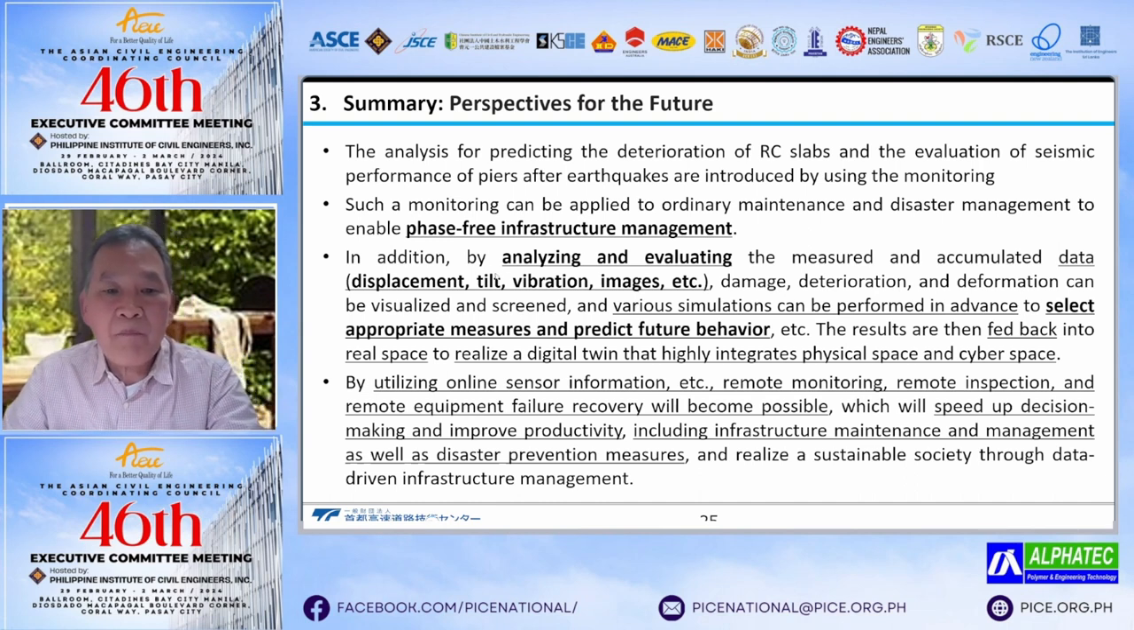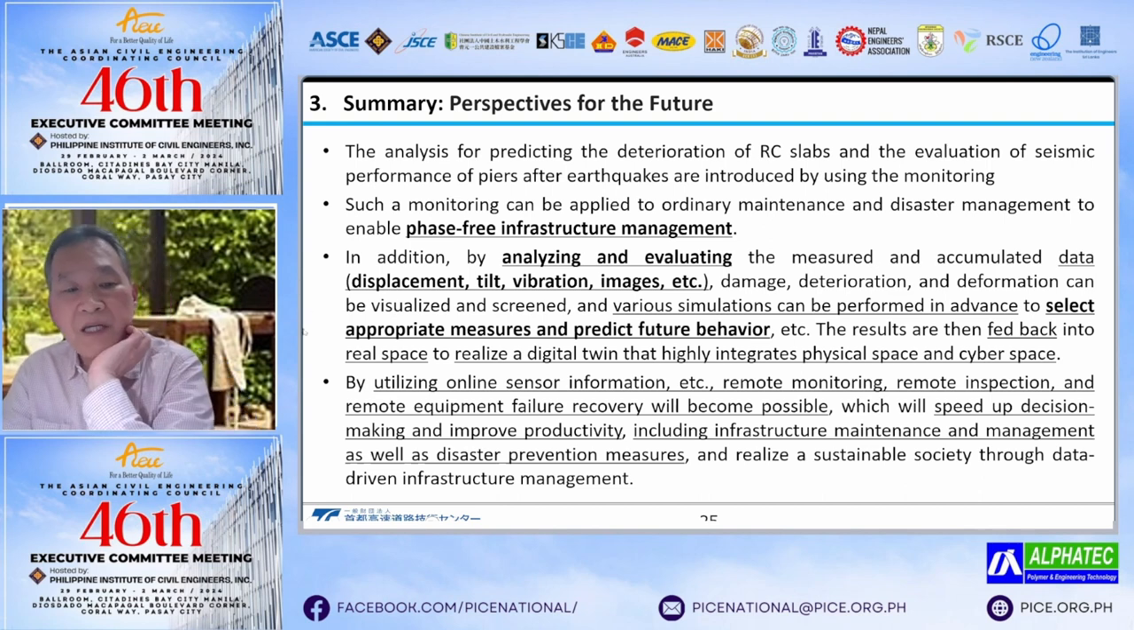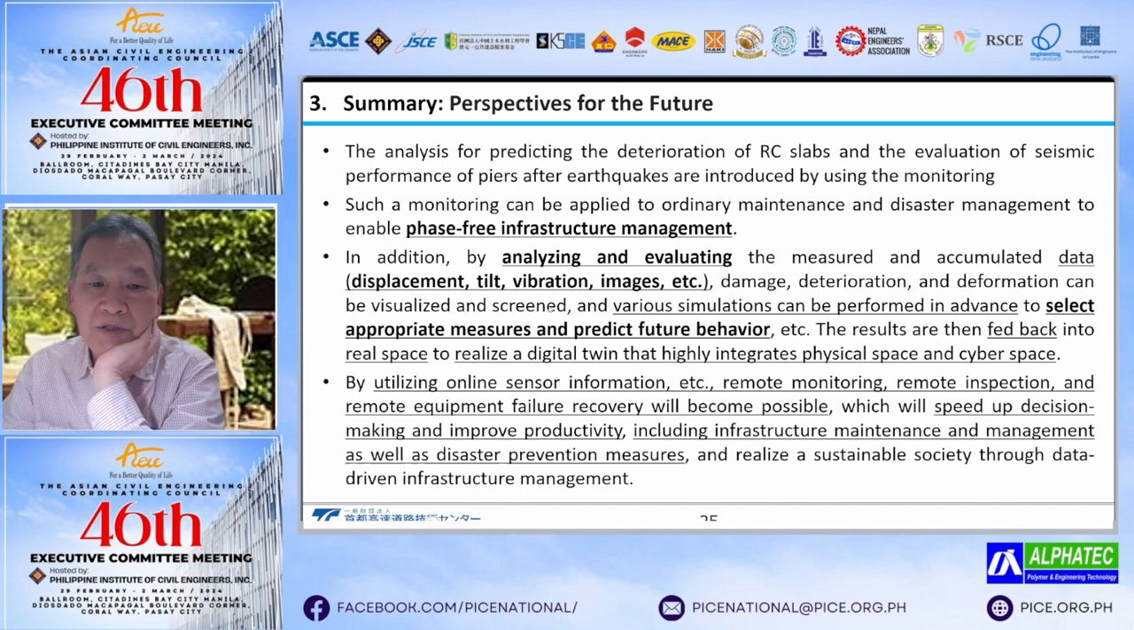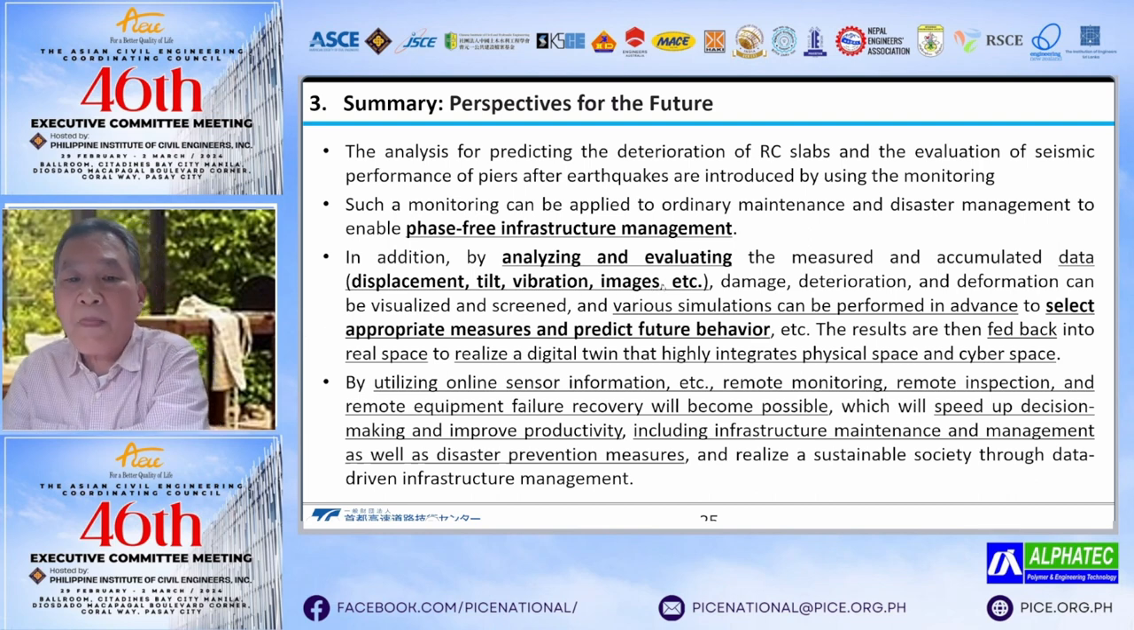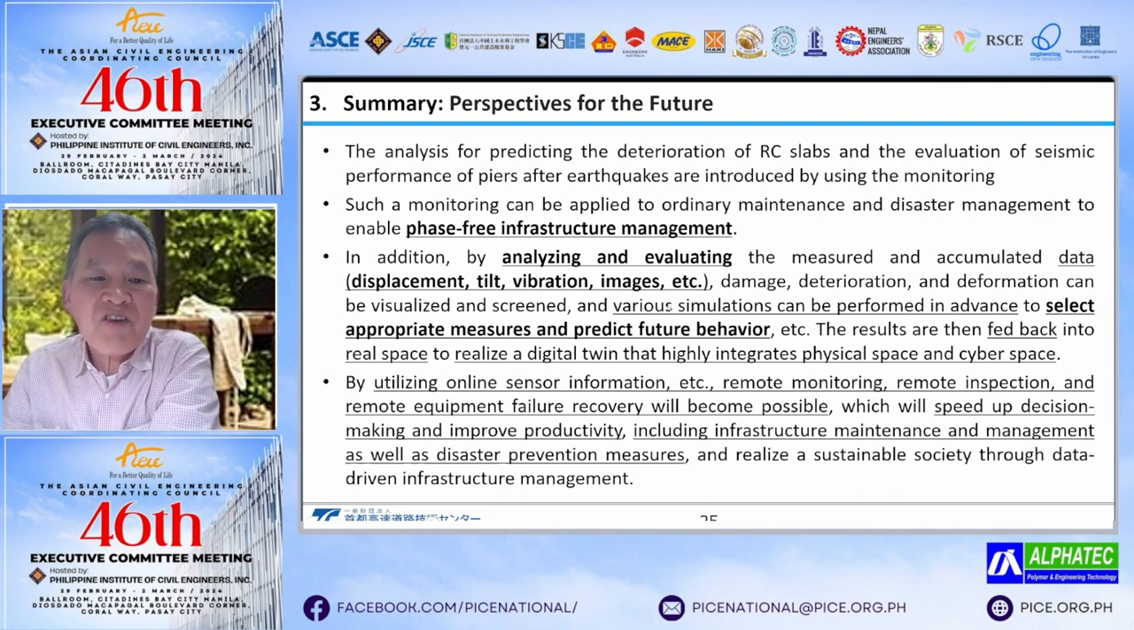In addition, by analyzing and evaluating the measured and accumulated data such as displacement, tilting angle, vibration, and images, damage detection and deformation can be visualized and screened. And various simulations can be performed in advance to choose appropriate measures and predict future behavior.